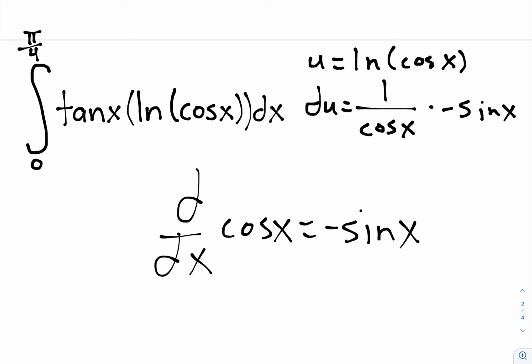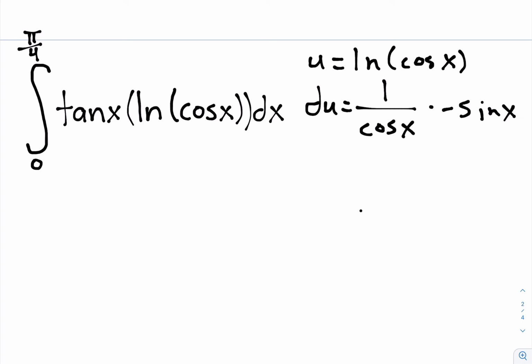And we can simplify this. Instead of saying 1 over cos x times negative sine x, this is just negative sine x over cos x, or negative tan x. And we can't forget our dx, of course. So negative tan x dx.